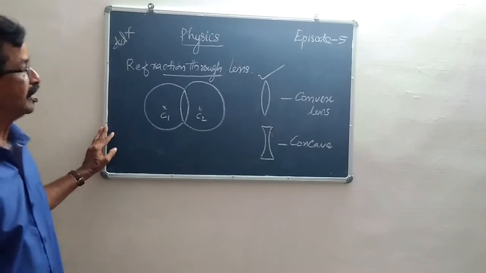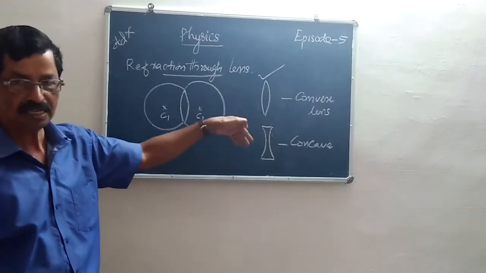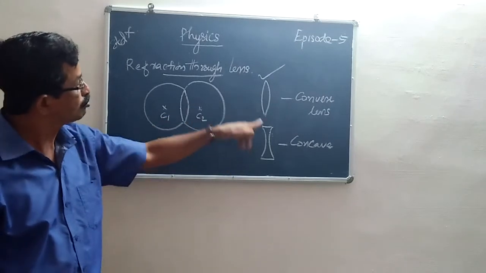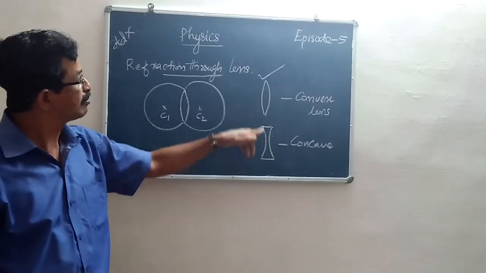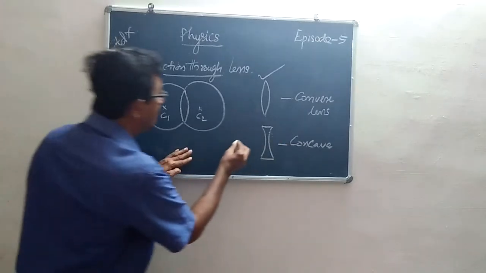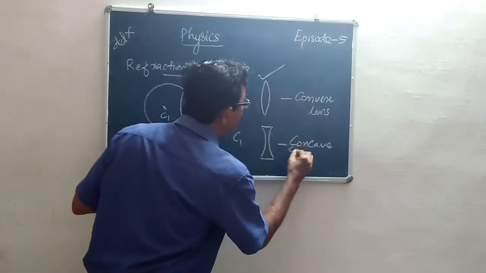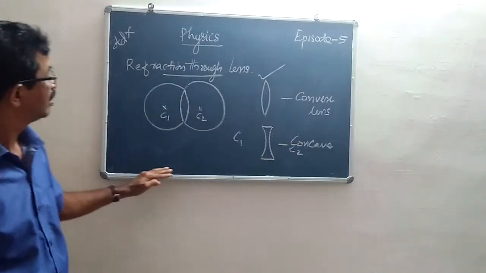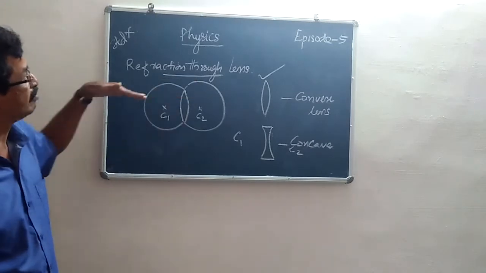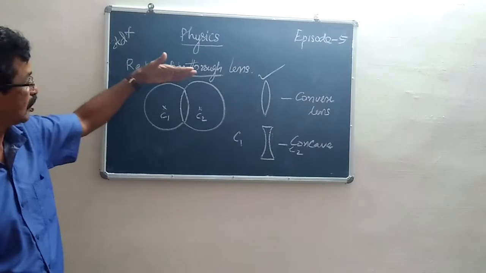convex lens. Similarly, the concave lens also has two spherical surfaces from two spheres, so this one also has two centers of curvature, C1 and another C2. Now, this is a term related to a lens: the centers of curvature.